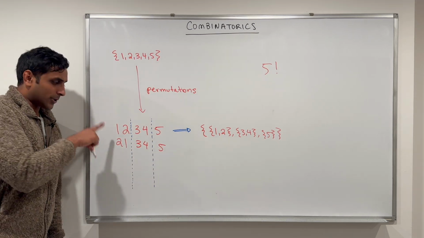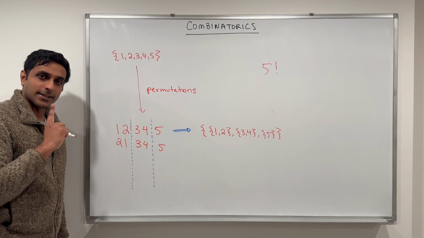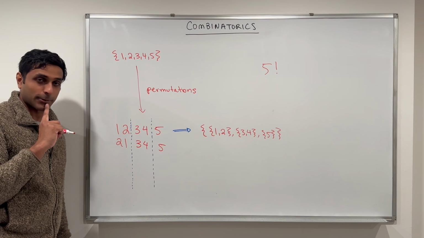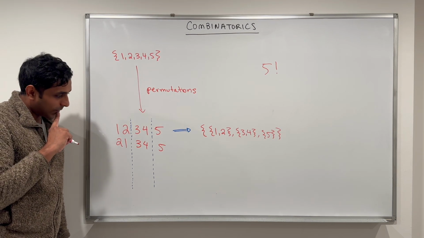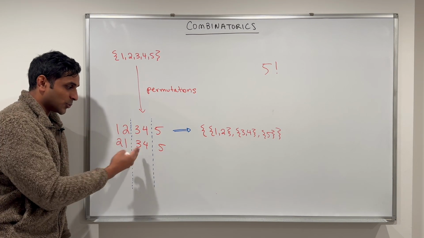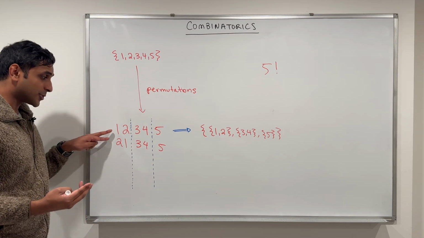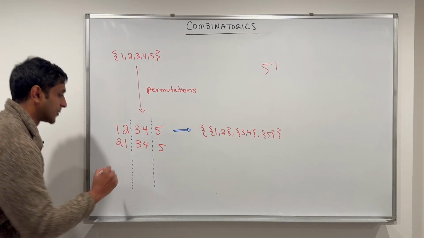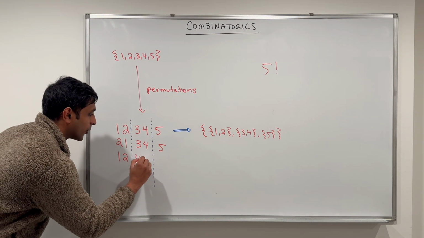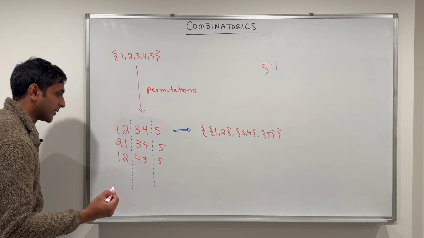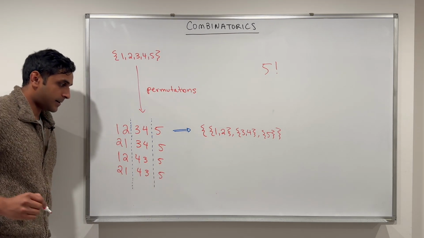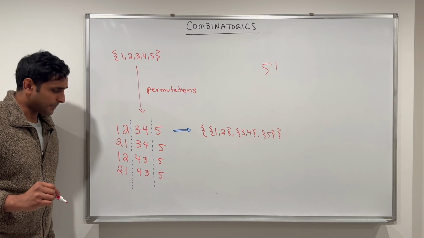Are there any other permutations that lead to the same partition? And if so, how many are there? Can you figure it out? Well, I could also switch the 3 and the 4, right? So for each of these choices that I could make here, I could also switch the 3 and the 4. So I could have 1, 2, 4, 3, 5. I could also have 2, 1, 4, 3, 5. Okay, so I'm up to 4. Is that it?